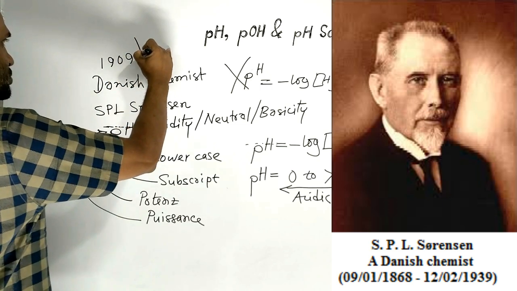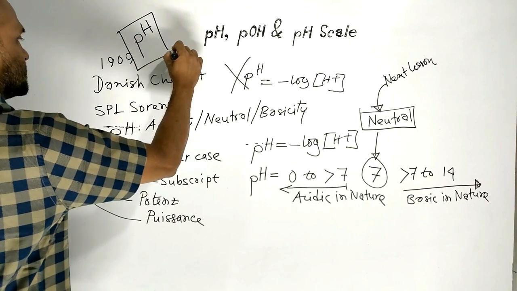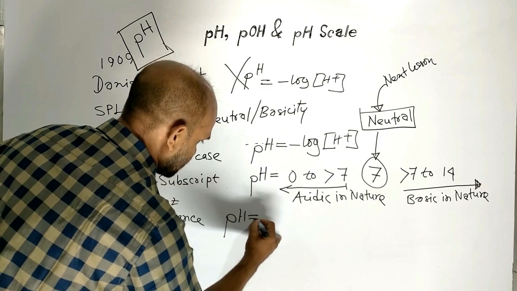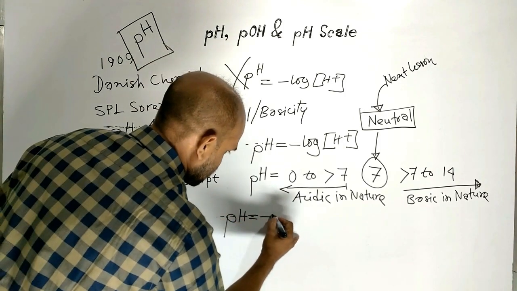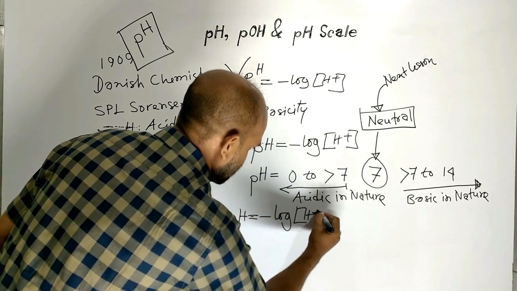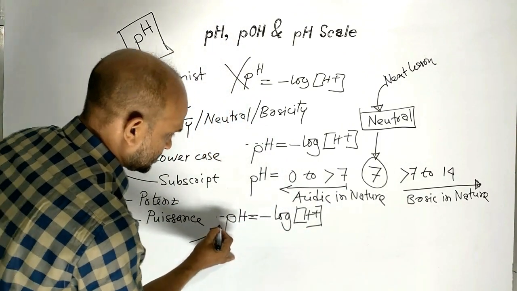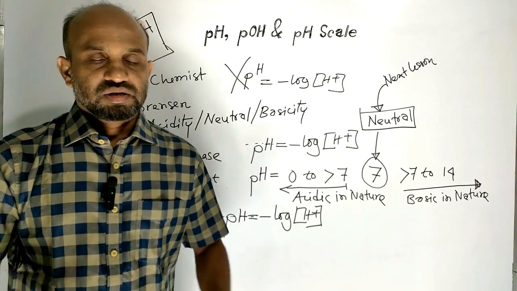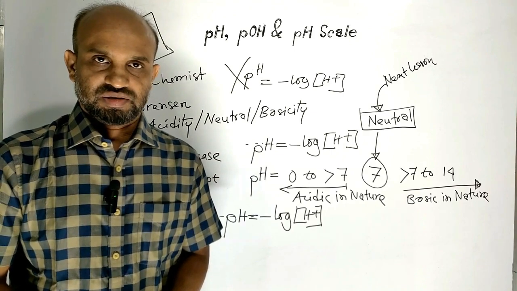This is all about pH. Equation of pH is, let us write again, along the baseline, negative logarithm of hydrogen ion concentration. This is definition of pH. pH definition: the negative logarithm of hydrogen ion concentration is called pH.